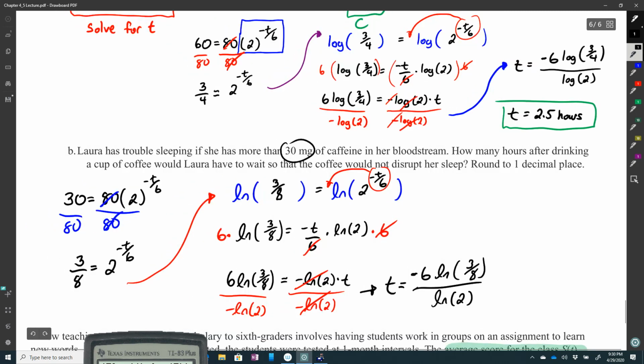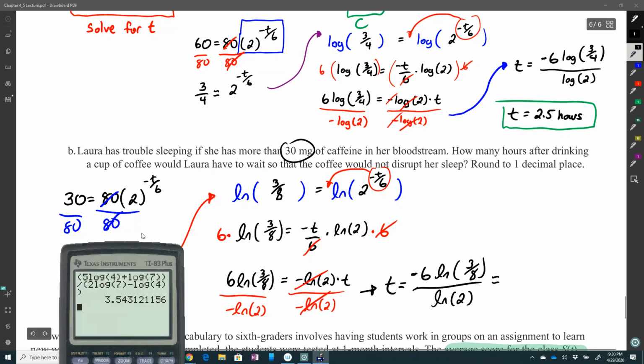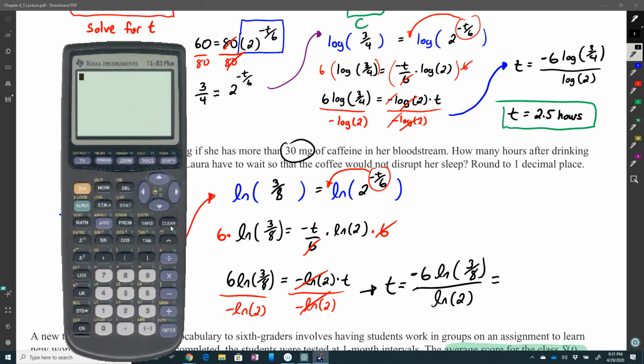That is very similar. The only difference is that instead of 3/4, it's a 3/8. But anyway, we type that in the calculator. So negative 6 ln of 3/8 divided by ln of 2. So this is 8.5.